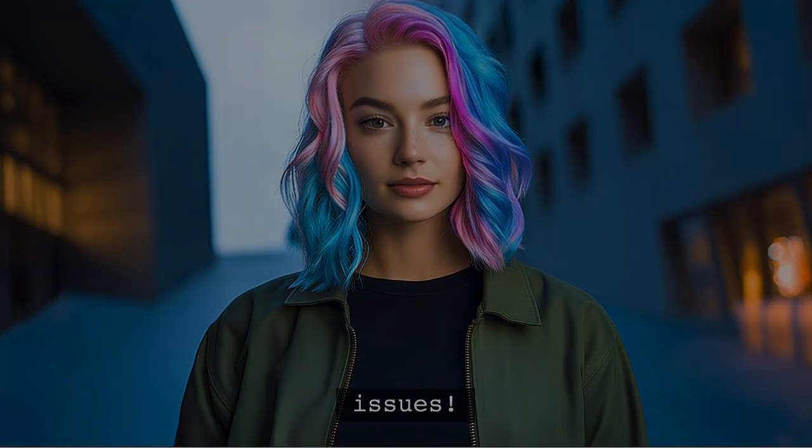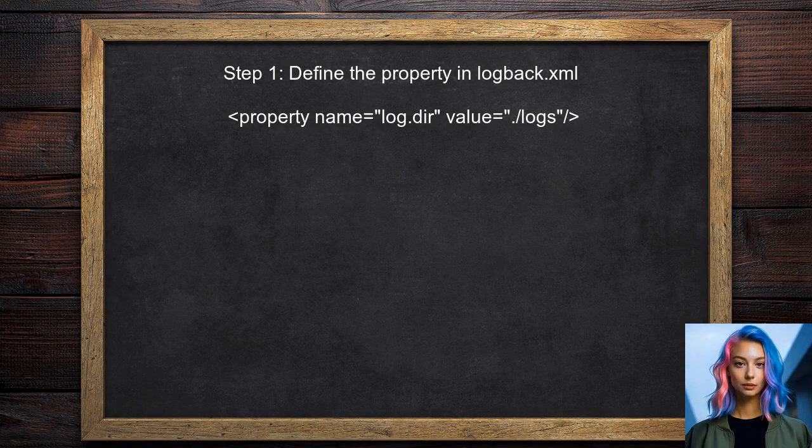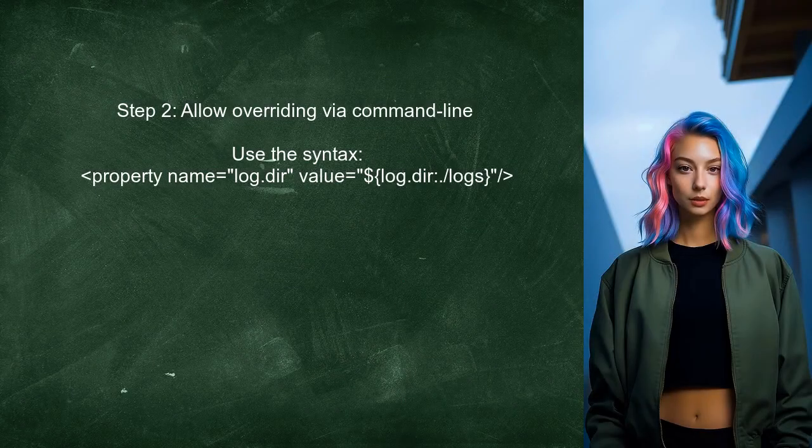To define a variable in Logback with a default value, the user should start by modifying the Logback XML configuration file. First, ensure that the property is defined correctly with a default value. Next, the user needs to ensure that the property can be overridden via a Java command line option. This is done by using the system property syntax in the logback.xml file.